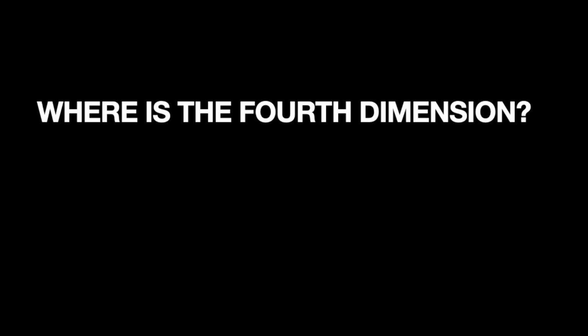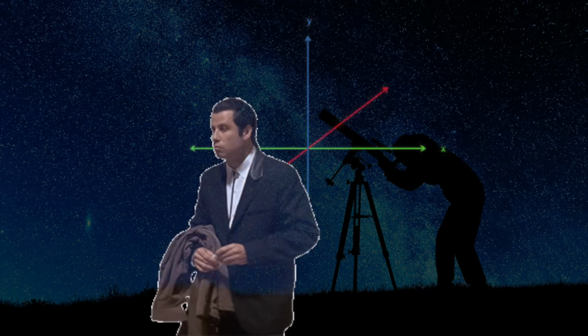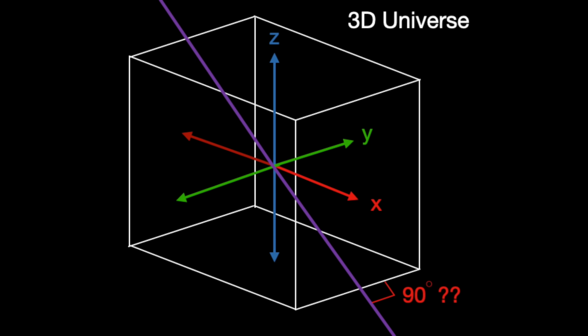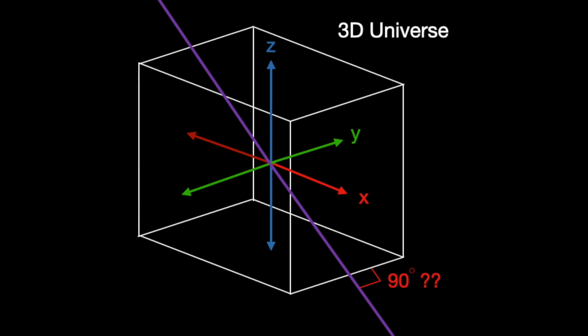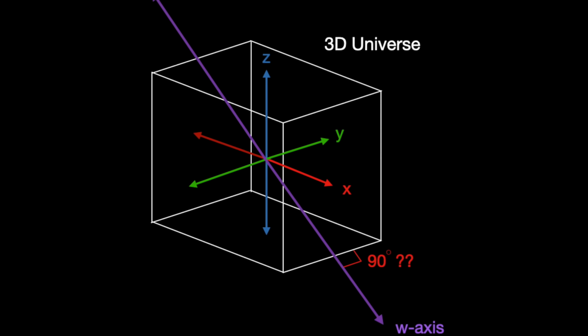But really, where is the fourth dimension? You can't see it, and you can't touch it, so where the hell is it? The short answer is that it is perpendicular to our 3D universe. But what does that even mean?